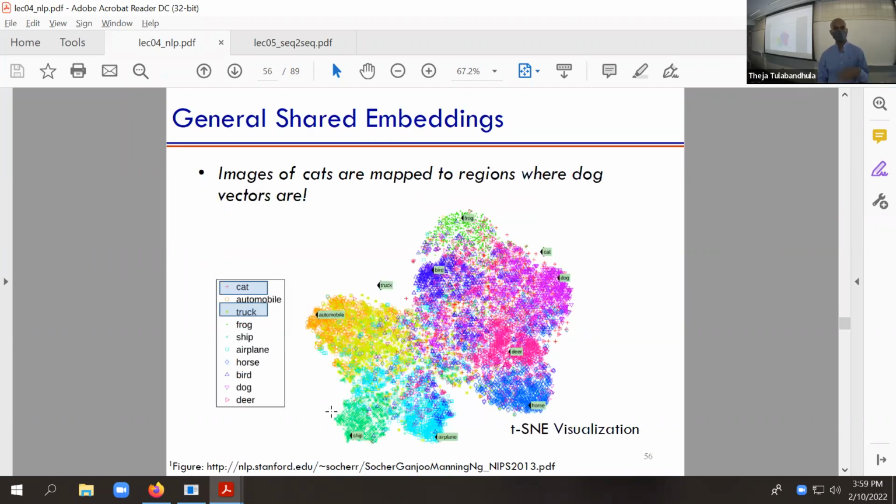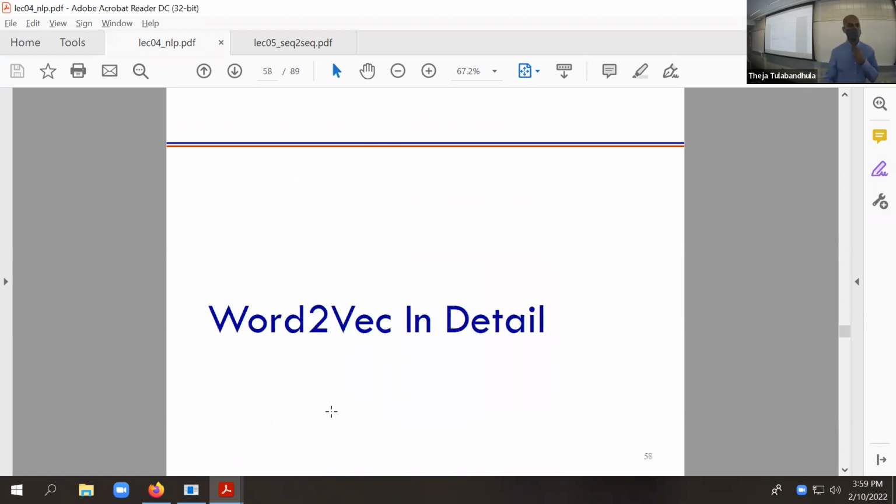So shared embeddings have their own uses. For example, for an unknown image, you can always get a word for it directly if you had a shared embedding like this. But let's actually get back to our word embeddings. How do we construct it, and how did Google construct it back in the day?